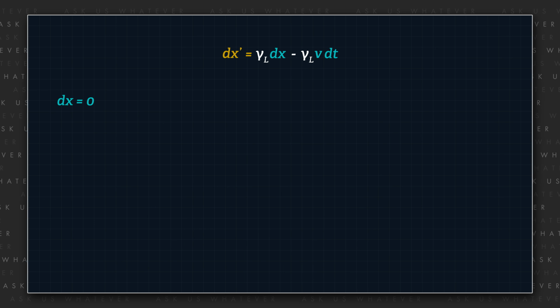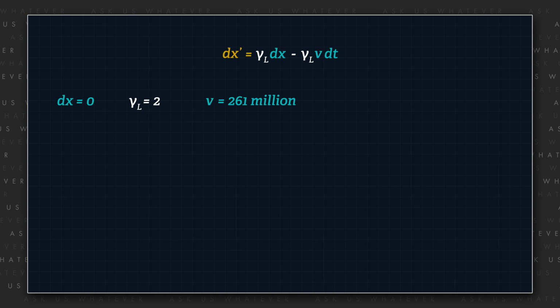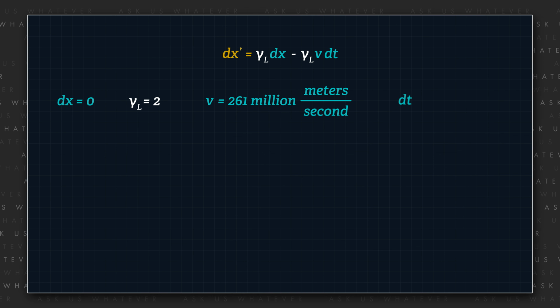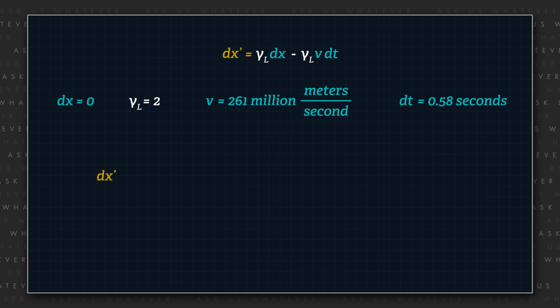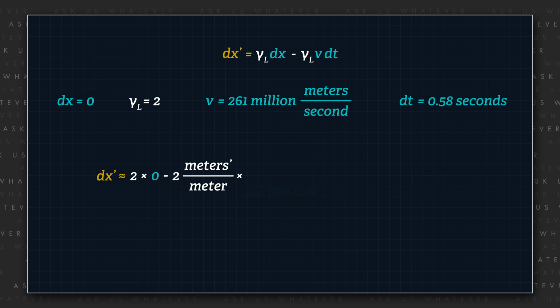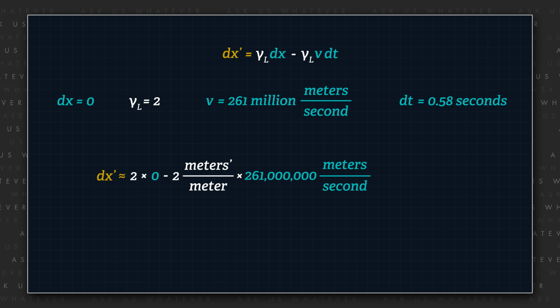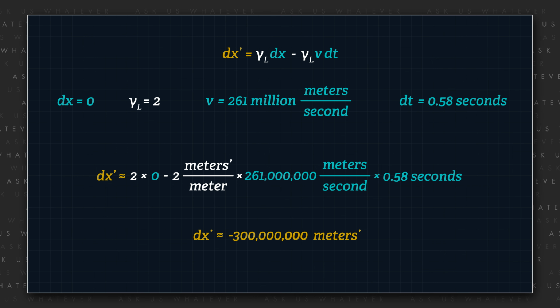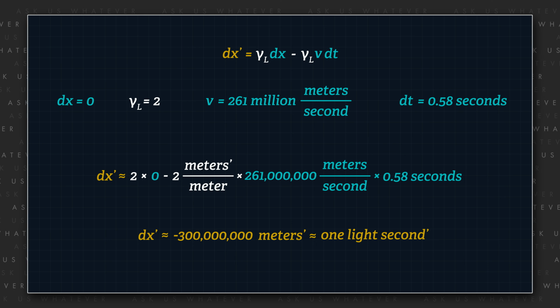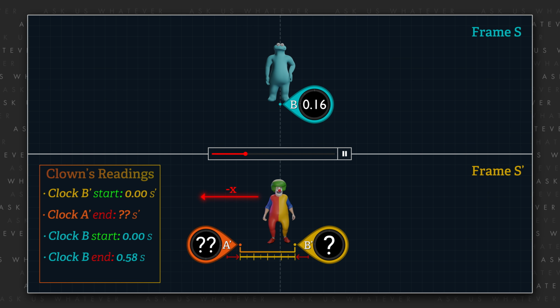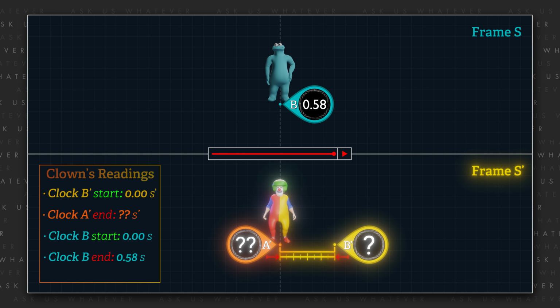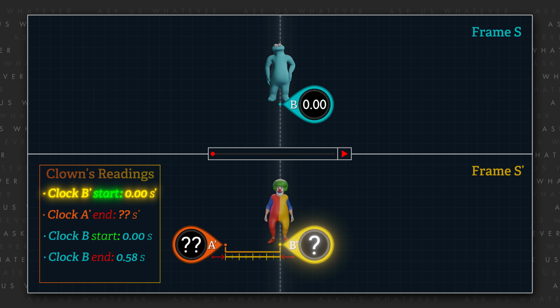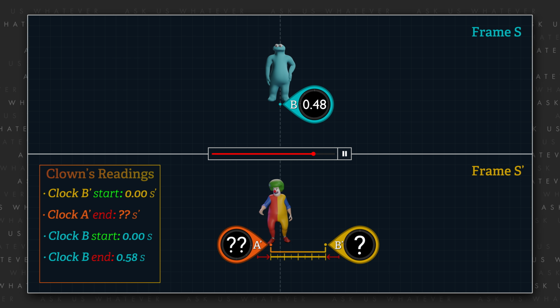Let's confirm this result with a Lorentz transformation. When dx is 0, gamma is 2, v is 261 million meters per second, and as we just calculated, dt is 0.58 seconds, dx prime equals 2 times 0 minus 2 meters prime per meter times 261 million meters per second times 0.58 seconds. We get about negative 300 million meters prime, about 1 light second prime as predicted. The value is negative because the clown moved in the negative x direction within frame S prime between taking the first clock reading at clock B prime and taking the second clock reading at clock A prime.